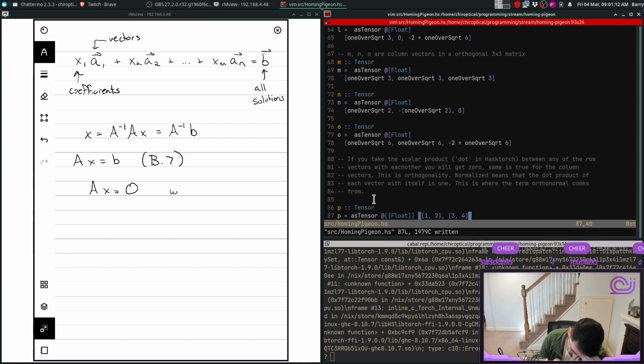Okay, so this is called a homogeneous linear equation system.